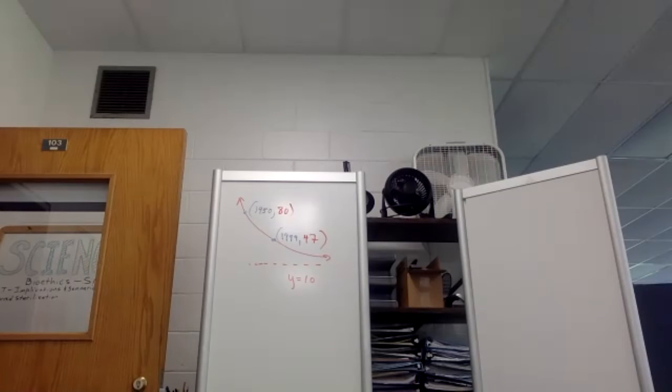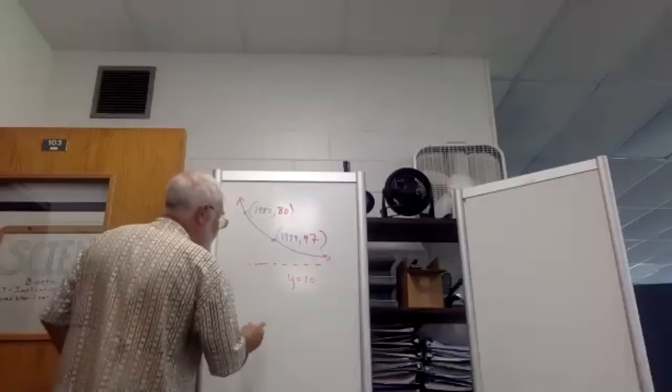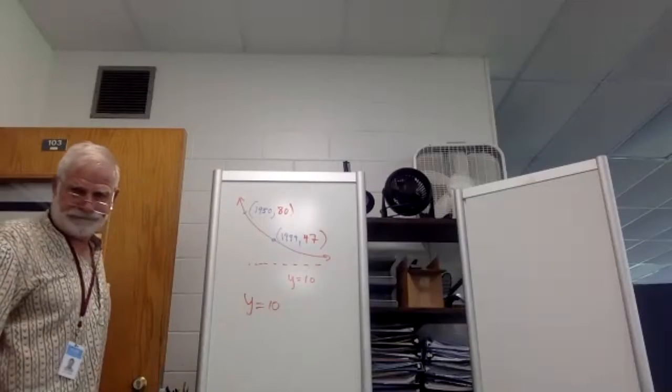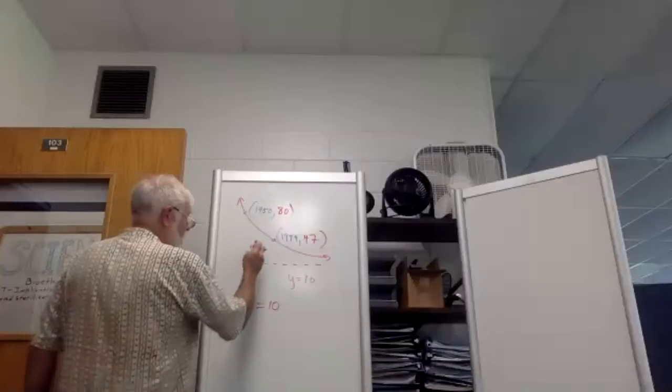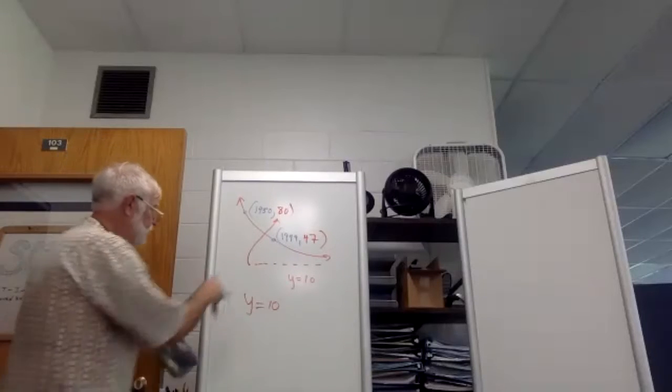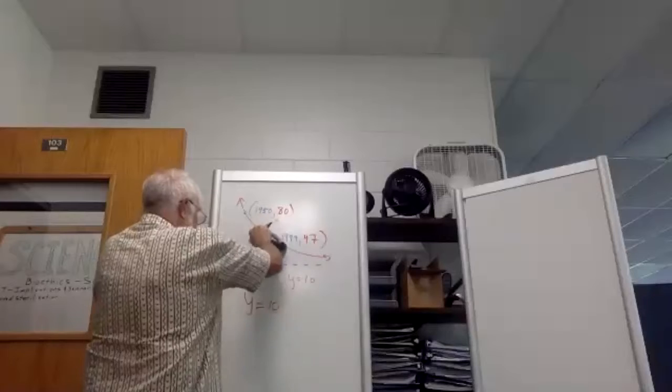All right. What's the most important Y value? 10. I'm going to that Y value next. How do I get from 10 to that Y value? I shouldn't draw it there.